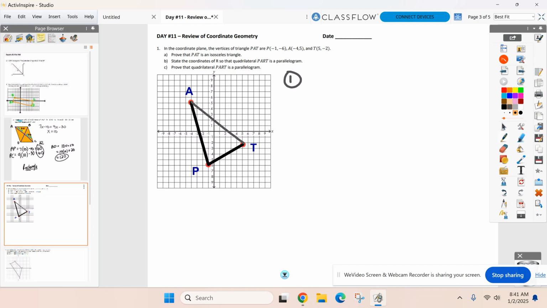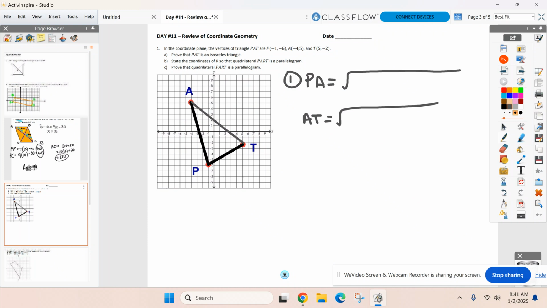Slope will tell me parallel. I want to know two sides are the same length. Distance formula. All right, and it's probably going to be on PA and AT. Everyone is probably on PA and AT. So I'm going to do the distance of PA, and then we're going to do the distance of AT. And hopefully when I plug them into my calculator, they're going to be the same.